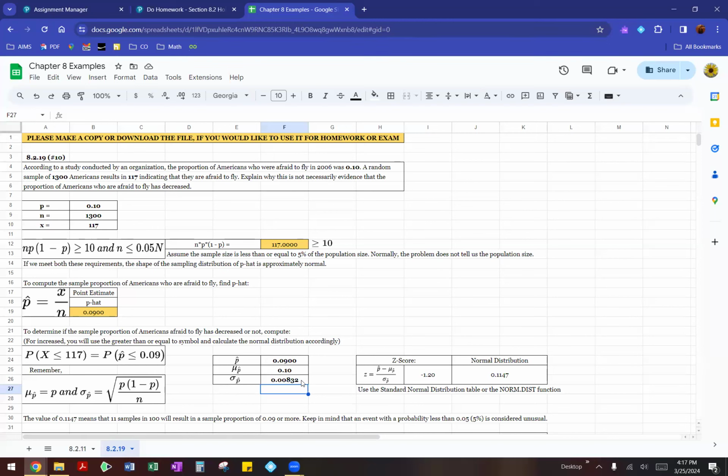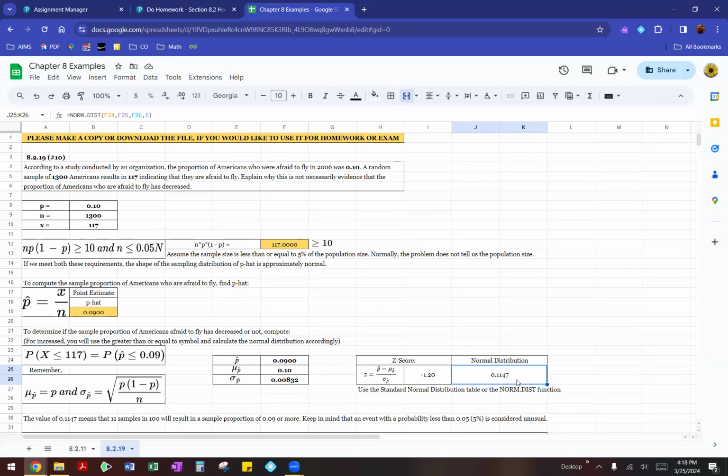So once you have your mean and your standard deviation, you can go ahead and calculate your z-score. And you can see that z-score formula is given to us here. So that's going to be your p hat, which is the 0.09, minus the mu for p hat, which is going to be 0.10. And then you take that difference and divide it by the standard deviation of p hat, which is the 0.00832. And you'll see I went ahead and put that in this formula, calculated that. And our z-score is coming out to be negative 1.20.